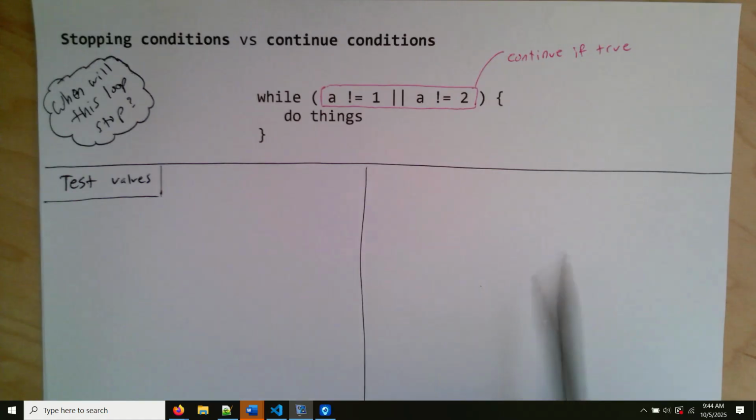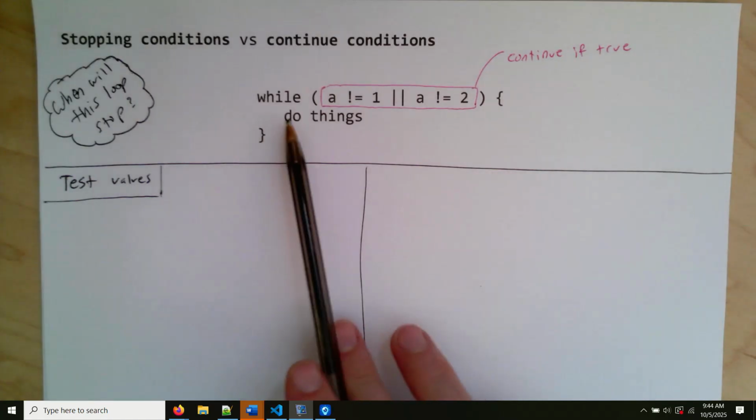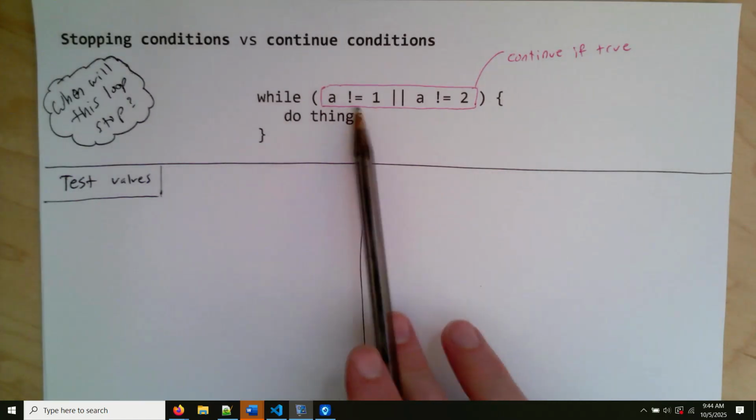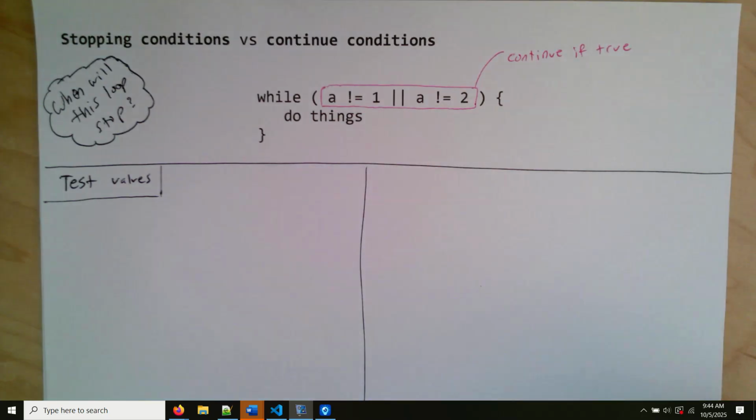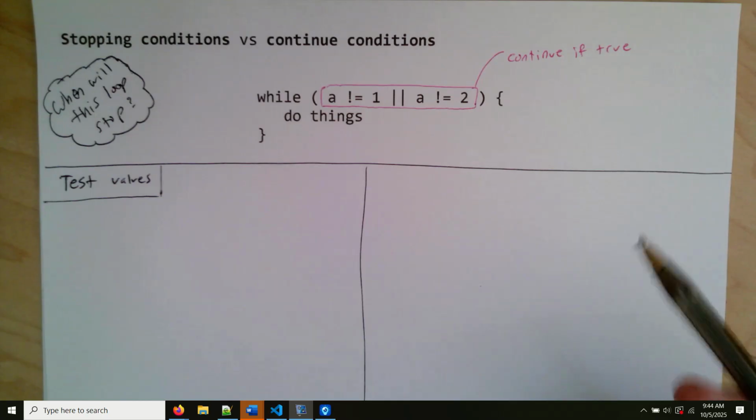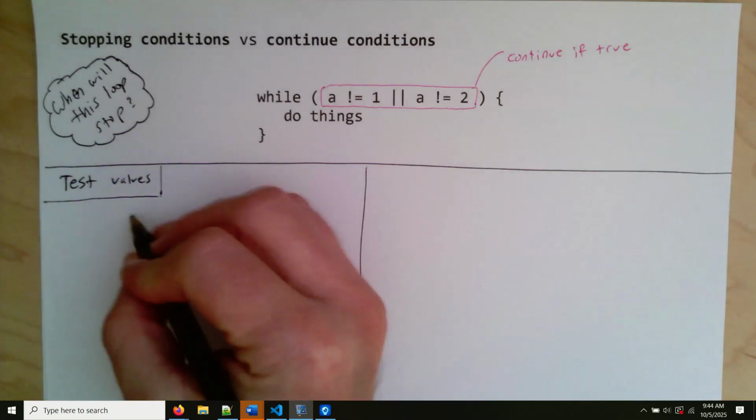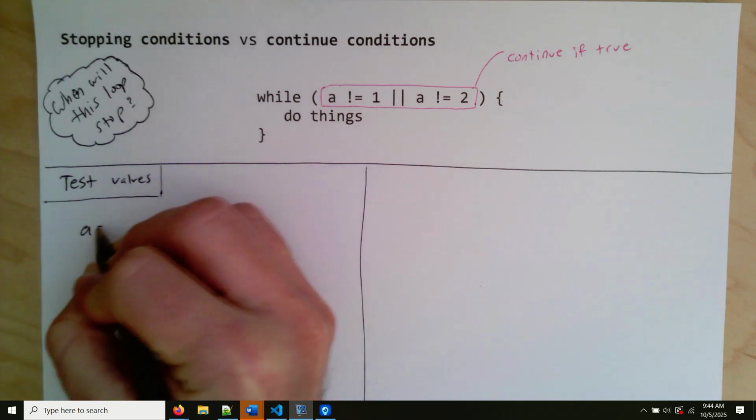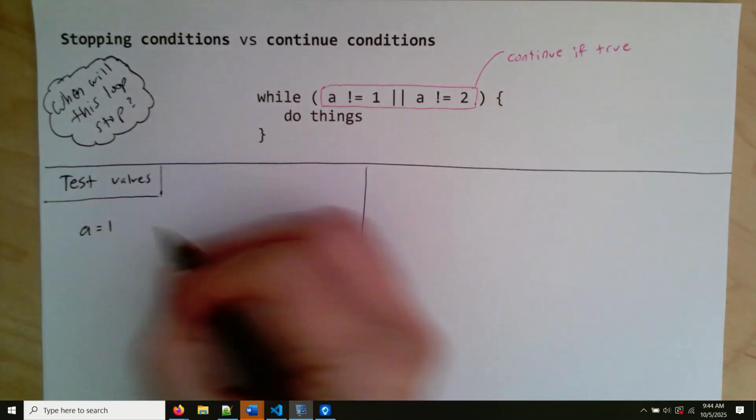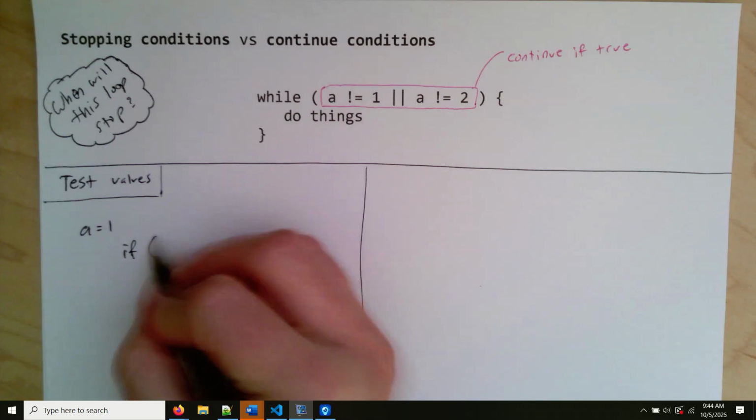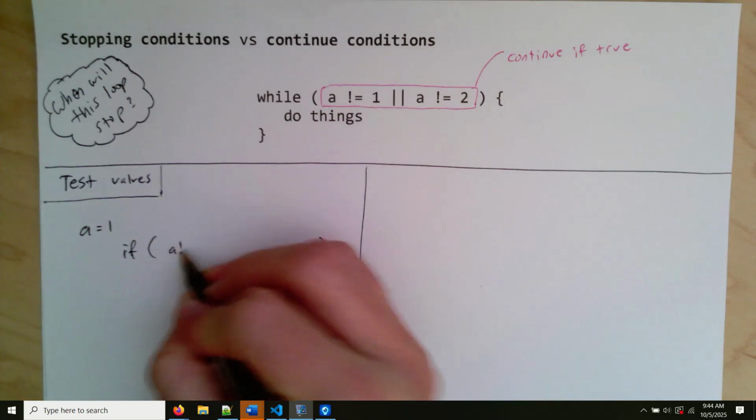Okay, so if I was just going to read this in English, I would say, keep looping while a isn't 1 or a isn't 2. So that makes it sound like it's going to stop if a equals 1 or if a equals 2. So let's actually test that idea. Let's think about what would happen if a equals 1. I'm going to rewrite the condition here, but as an if statement, and then we'll think about each part.